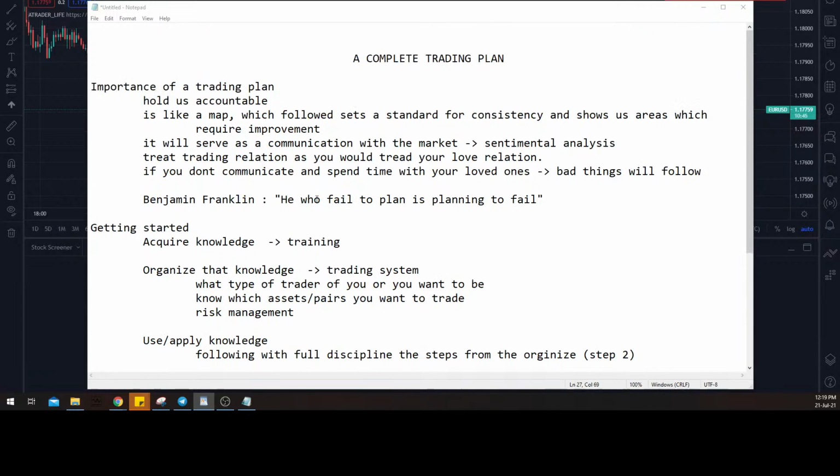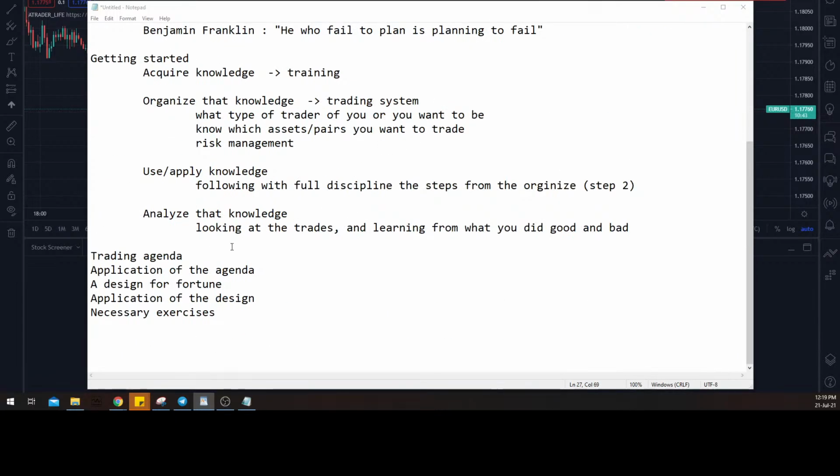This is going to be our base. Now let's go more in depth into each and every one of them. So here we go. Let's go with the trading agenda and how we can make that trading agenda.